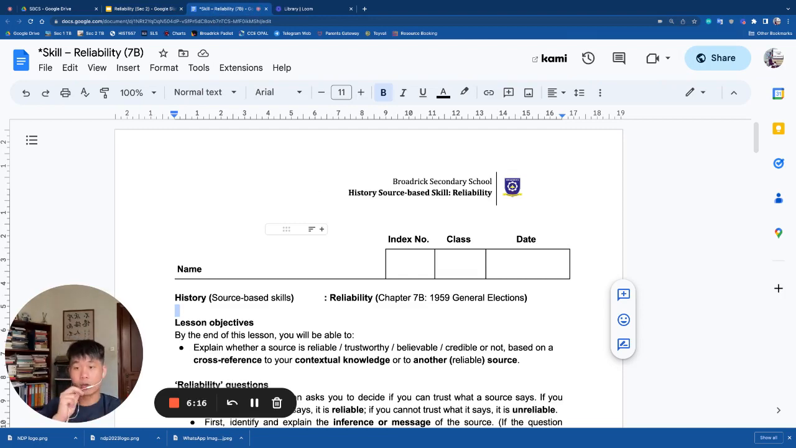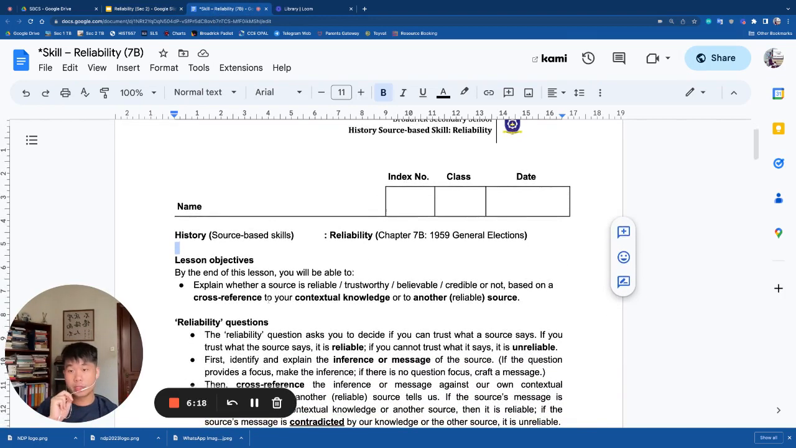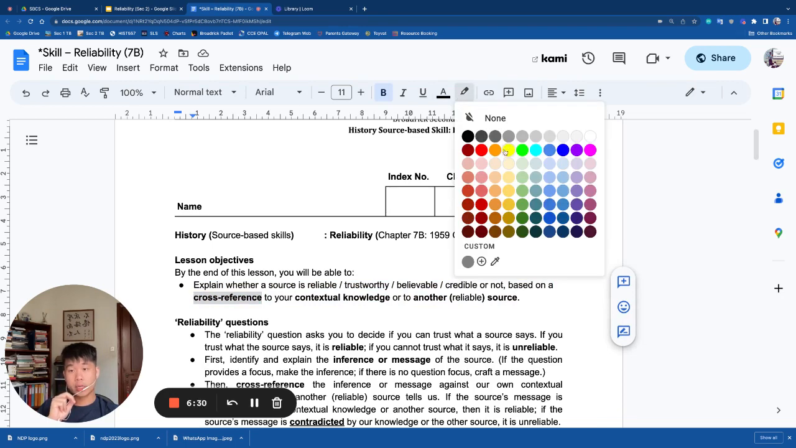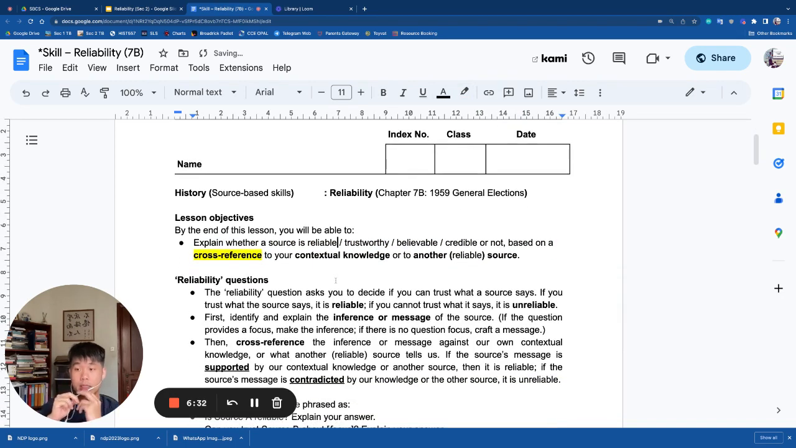As stated earlier, I hope you have this set of notes with you. By the end of today's lesson, we will be learning how to test if a source is reliable, trustworthy, believable, or credible based on a cross-reference highlight to your contextual knowledge or another source. In other words, the main technique here to test reliability is cross-reference. It is a new technique that we'll introduce to you, and it's very important for future source-based skills.